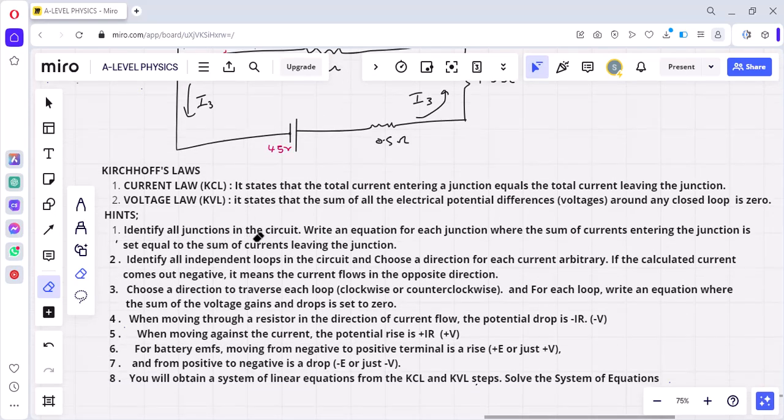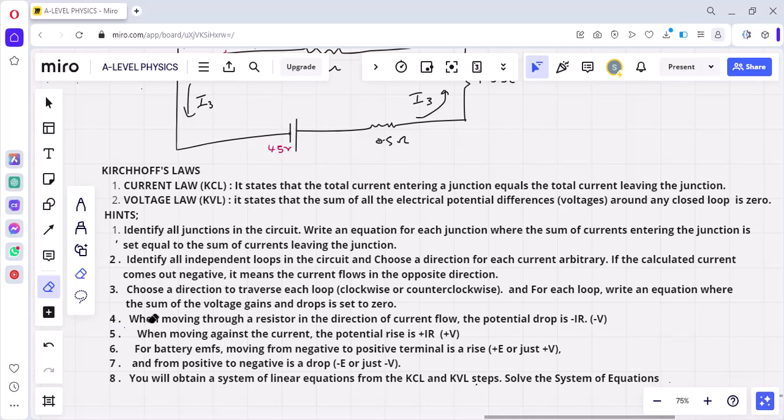First, identify all the junctions in the circuit. And then you have to write an equation for each junction where the sum of currents entering the junction is set equal to the sum of the currents leaving the junction. Then secondly, you have to identify all independent loops in the circuit, and then you have to choose a direction for each current arbitrarily. So you can ignore the direction of the currents that are given in the question and then you just choose yours. What will happen is that if you calculate the current and find that the answer is negative, then it means that the current flows in the opposite direction to the direction that you chose.